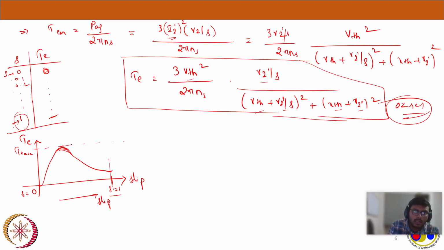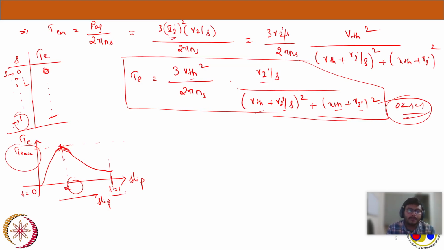So you see here you got the maximum torque, and there will be some slip alpha corresponding to that maximum torque. So it says that if you operate your machine at this particular alpha, you will get the maximum torque. So that's the slip at which maximum torque will occur.